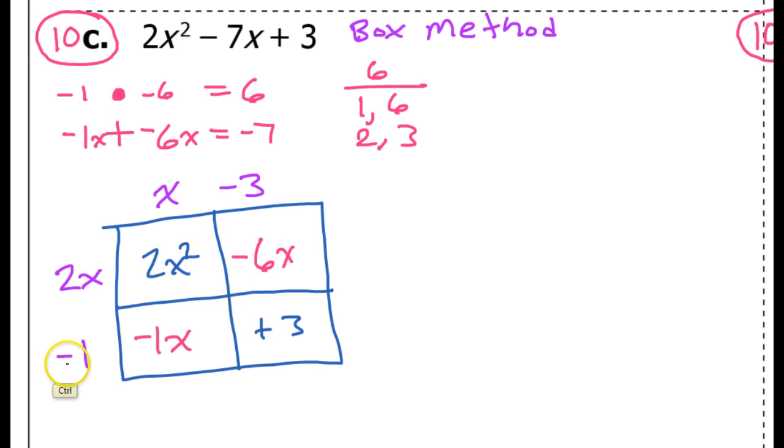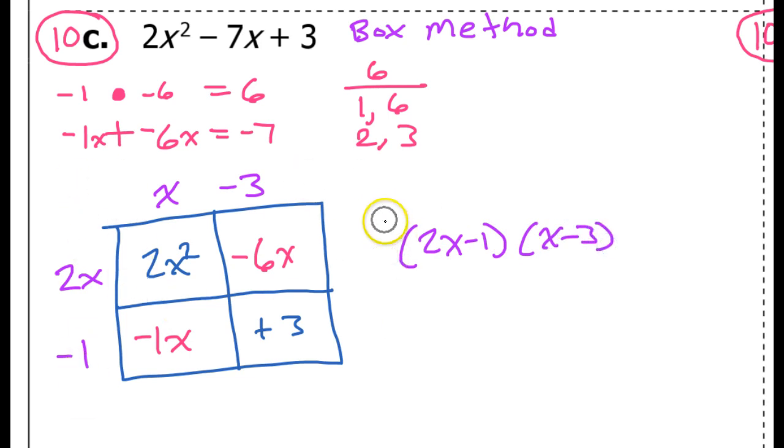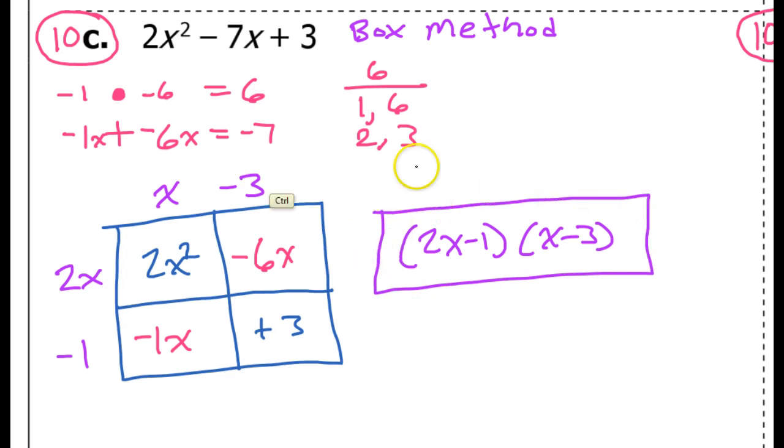This will give me a binomial times a binomial. 2x minus 1 times x minus 3. Alright, from the side and the top. And for this problem, this is the final answer, which is the same thing we got by the grouping method.